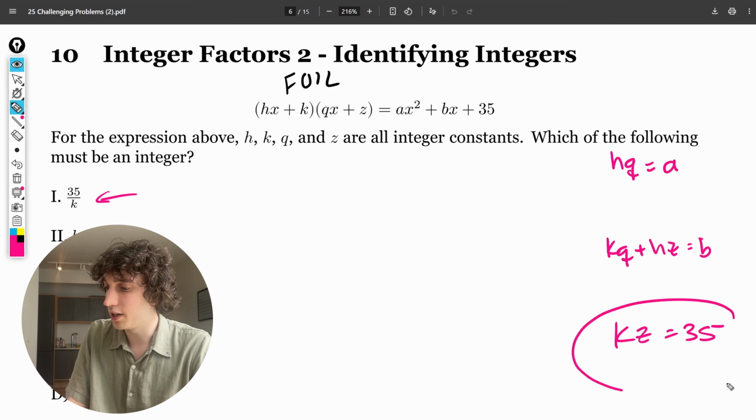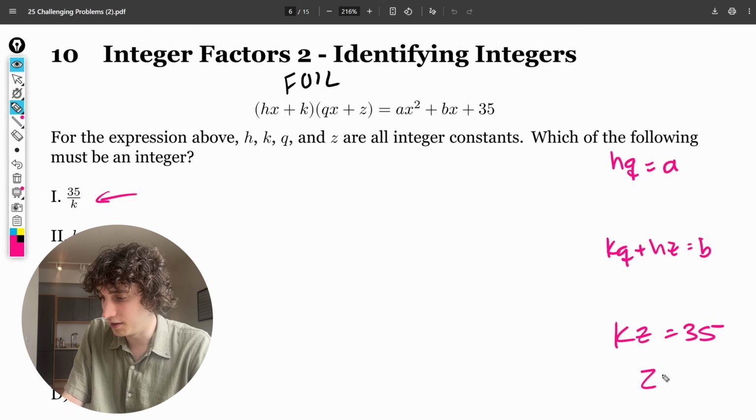And we can use this equation to prove this. If kz equals 35, then 35 over k is just equal to z.